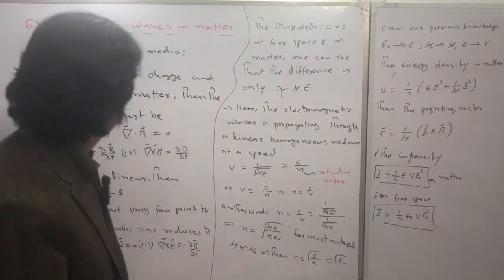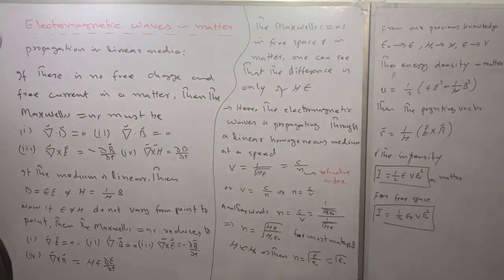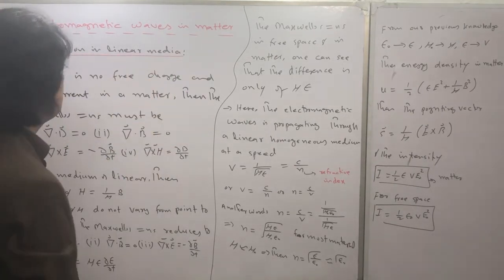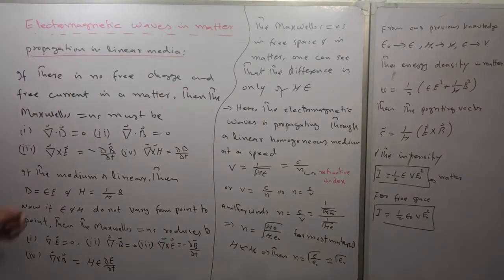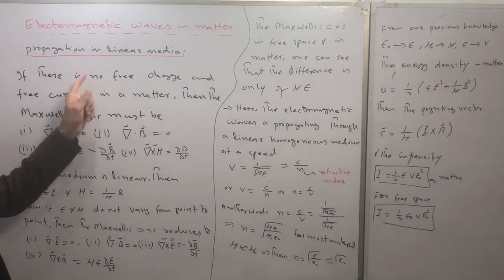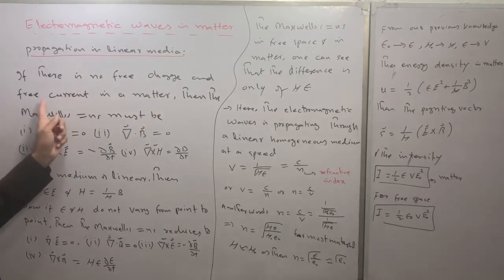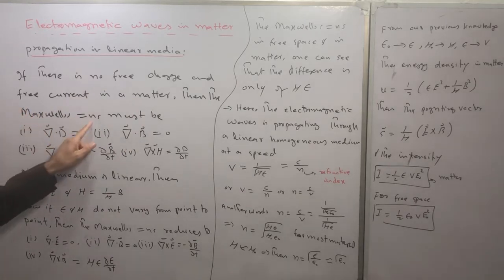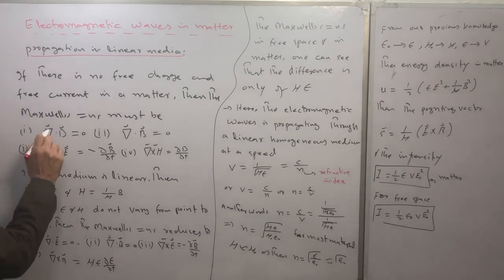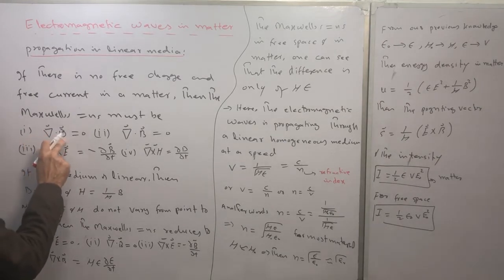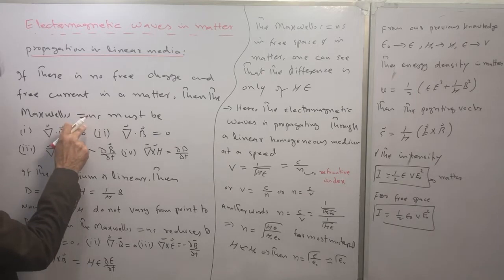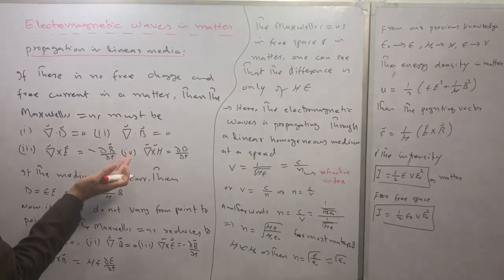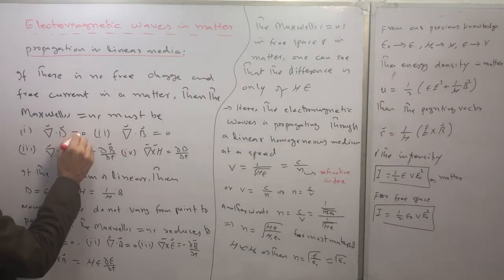Let us discuss electromagnetic waves in matter, and I am also considering propagation in linear media. Suppose we have a medium with no free charge and no free current density. Then the Maxwell equations must be: divergence of D is equal to rho divided by epsilon naught, and since there is no charge density, this is equal to 0.